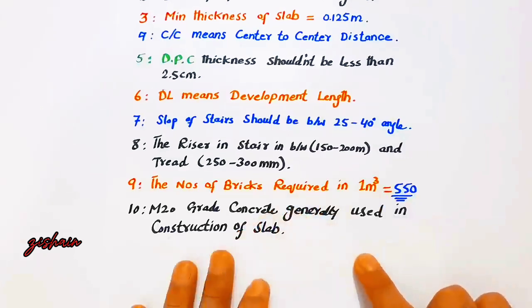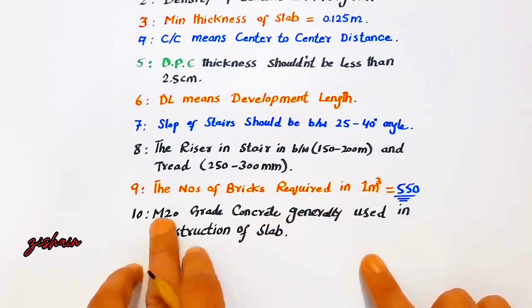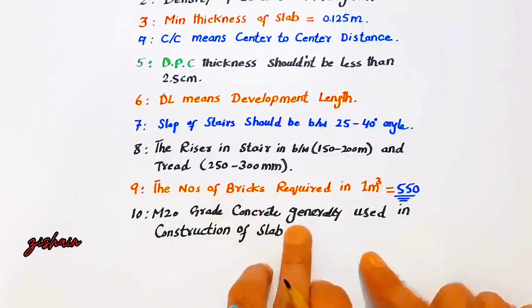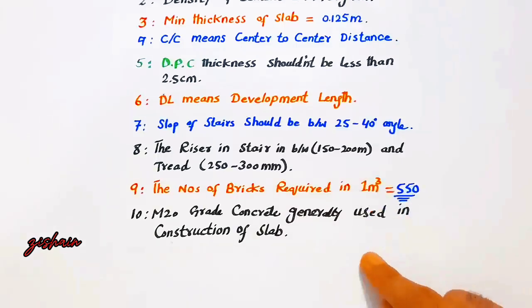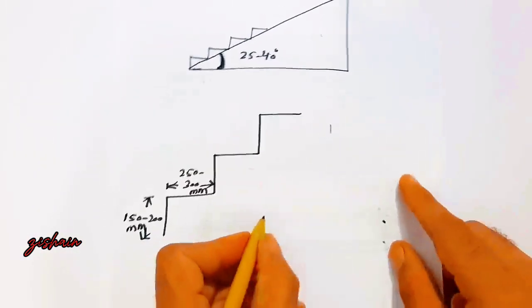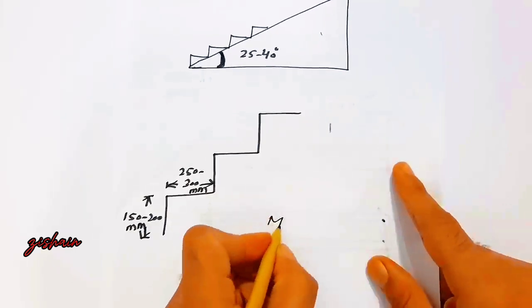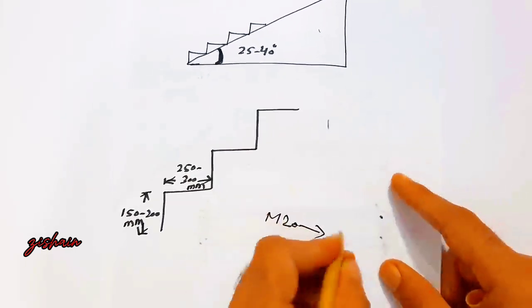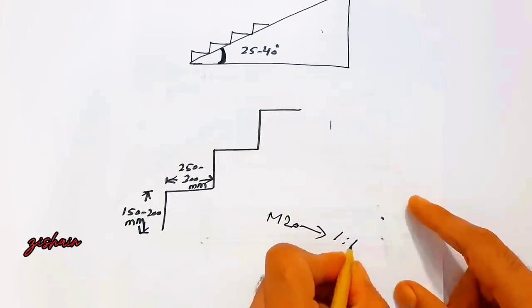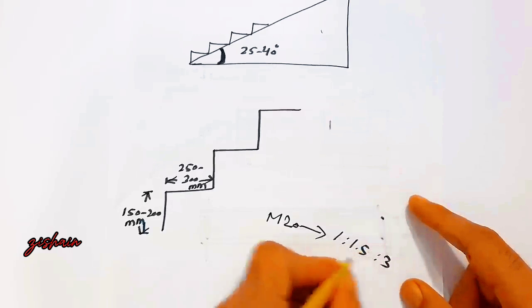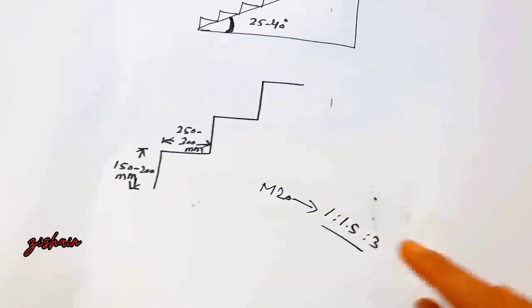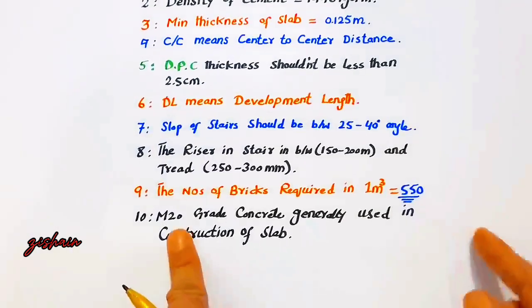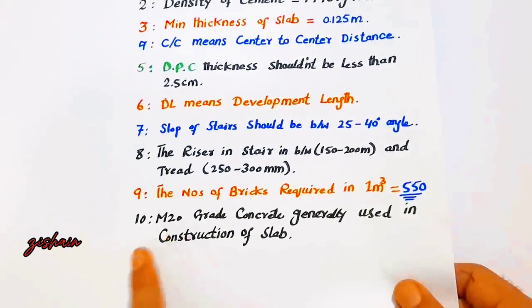Next one, guys, M20 grade concrete is generally used in construction of slab. So what is M20 grade concrete? The M20 ratio is 1:1.5:3. This is the ratio of concrete for M20, so it's generally used for the construction of slab.